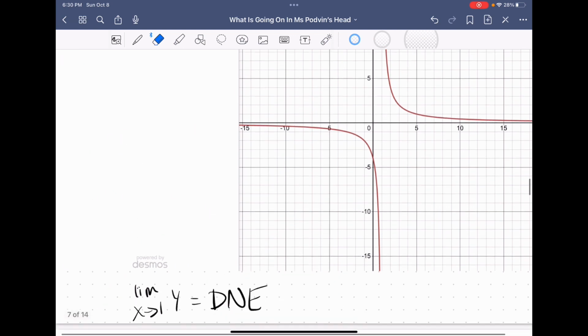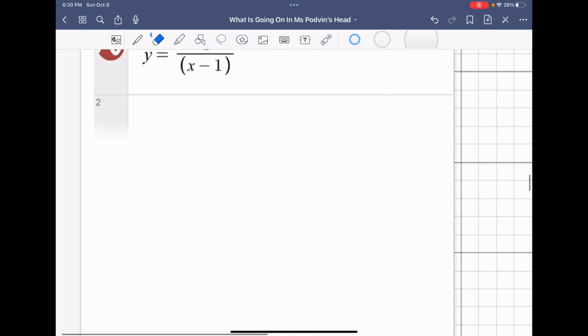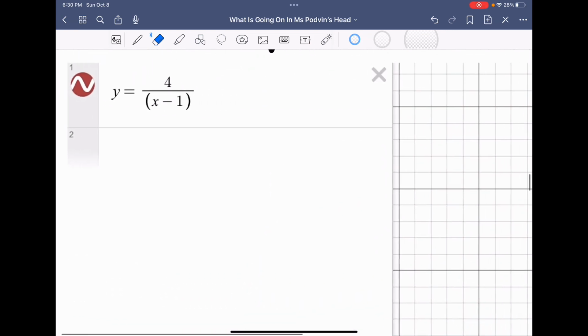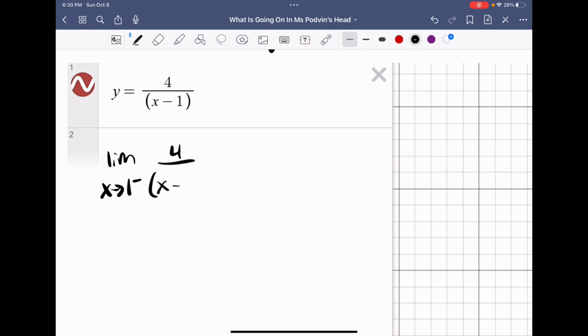So we already know that this limit does not exist. But let's take a look specifically. If I didn't know what this function was going to look like, how can I find the limit as x approaches 1 from the left of 4 over x minus 1? Now, we said in this last example that a number to the left of 1 could be 0.99999. So let's plug that in.